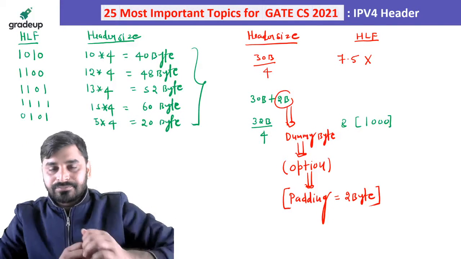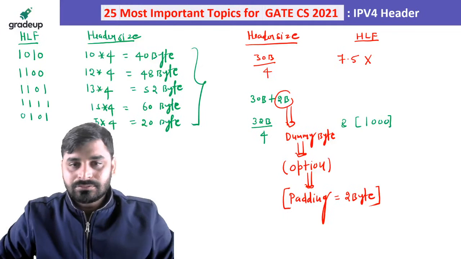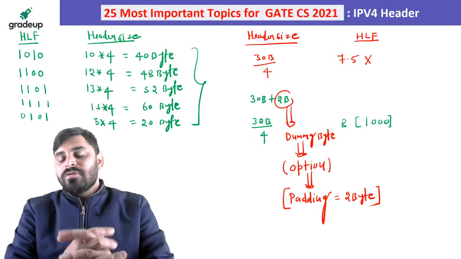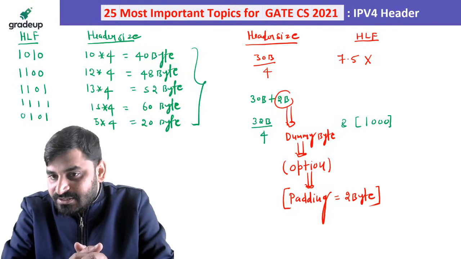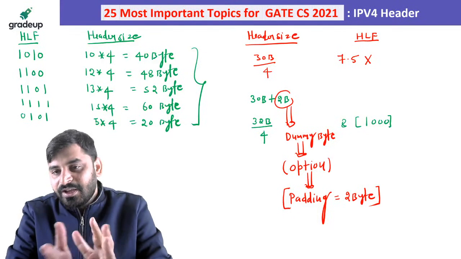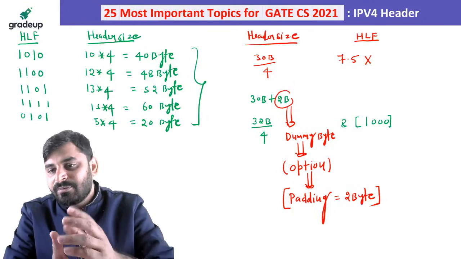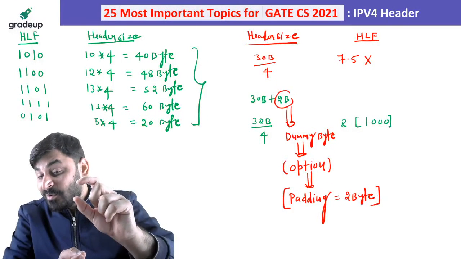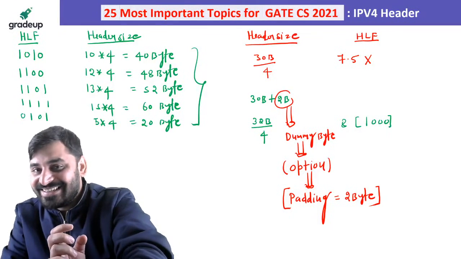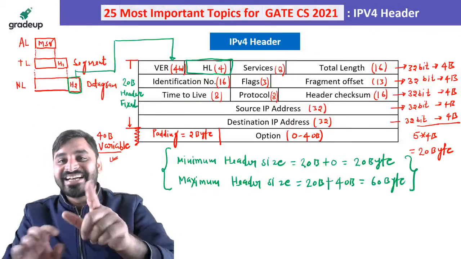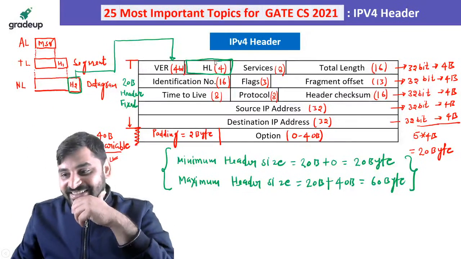Okay, now let's see. So actually, my dear friends, in the padding, you can write here 2 byte. So it will understand that this is nothing but padding. Padding is a field. Do not get confused here. This header length is a field.